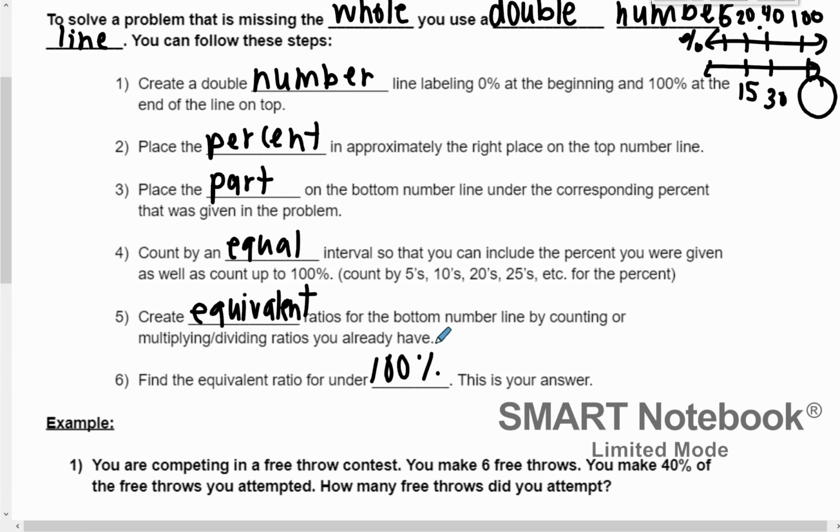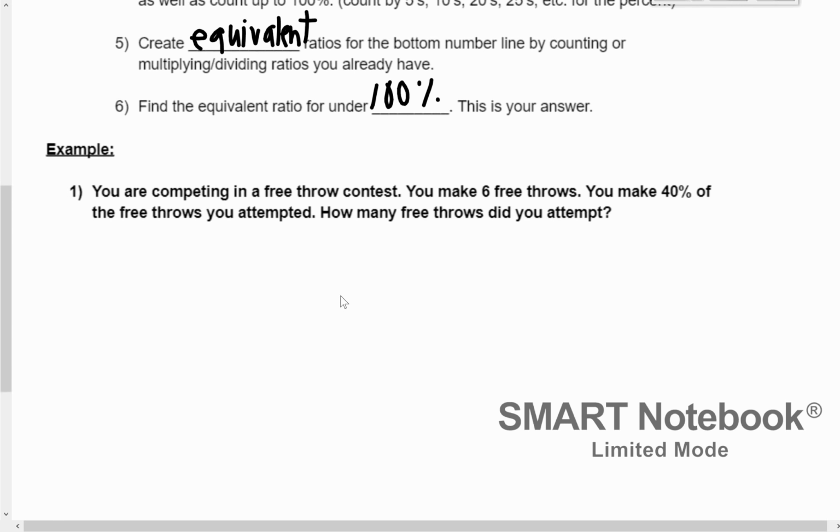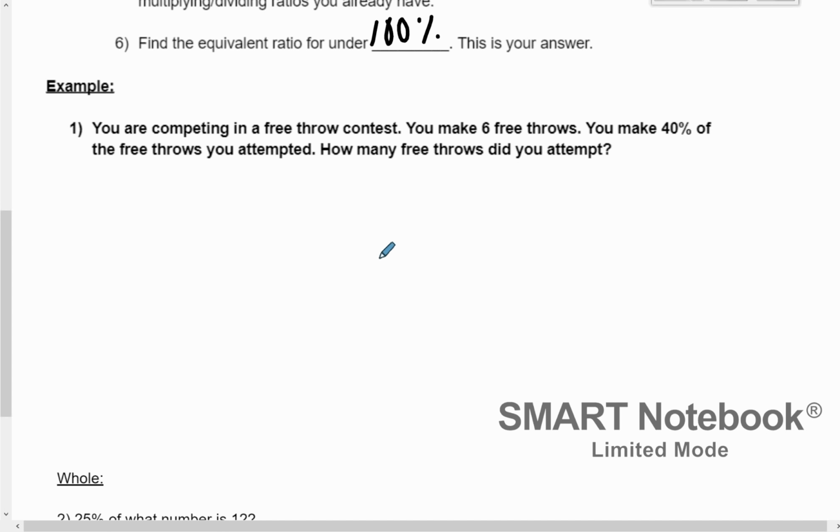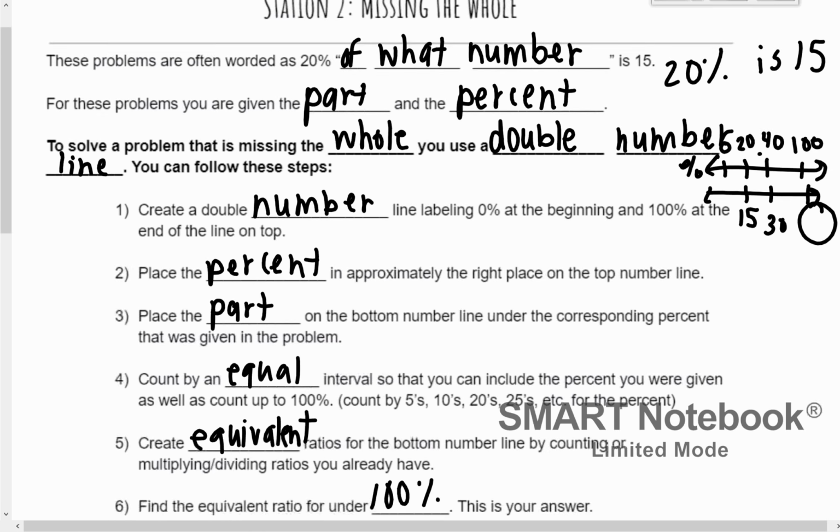All right, let's do an example to refresh. You are competing in a free throw contest. You make 6 free throws. You make 40% of the free throws you attempted. So you made 6, and that was equal to 40%. How many free throws did you attempt? So they want to know how many free throws were there total. So let's pull out that meaning. Let's write that is statement.